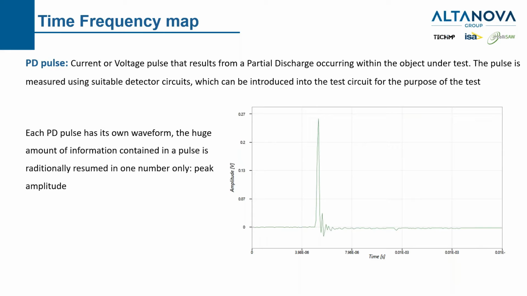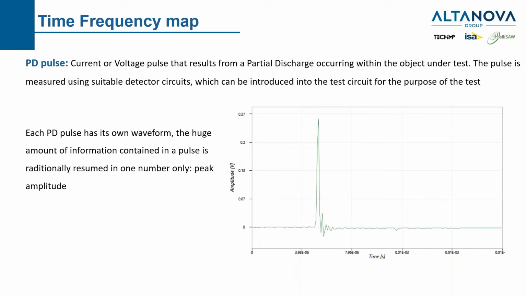Each PD pulse is characterized by its own waveform. The waveform that we see on the right is a PD pulse, a 1 microsecond sample PD pulse. And there are a lot of characteristics of shape, frequency component, length of the pulse.